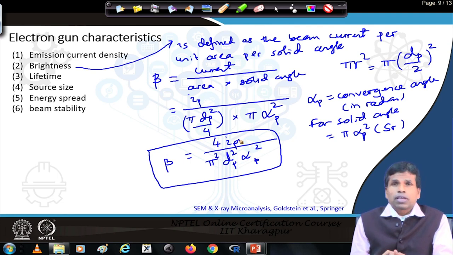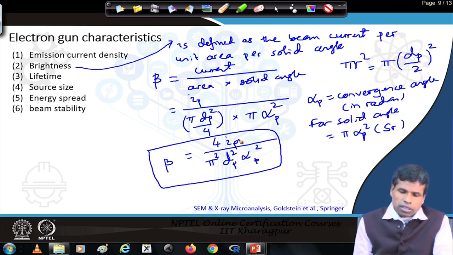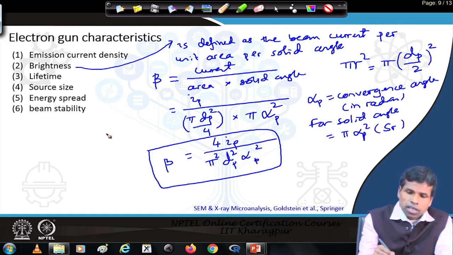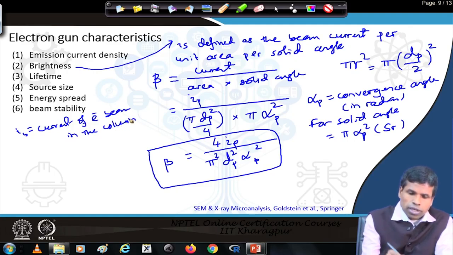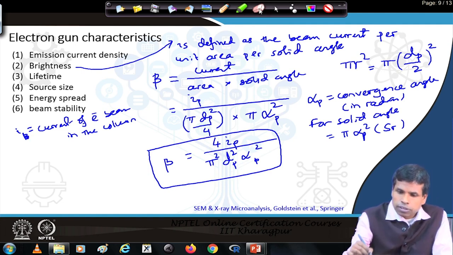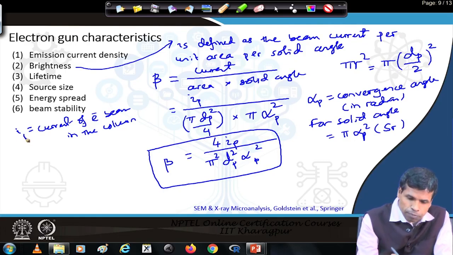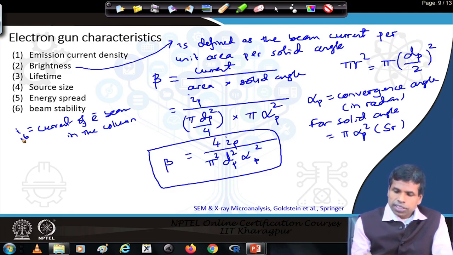Now, as the electron beam passes through the different types of lenses, when electrons come through the column, we call it the beam current. At the cathode, we say cathodic current. When the electron beam is coming down the column, it is a beam current, with the terminology IB, the current of the electron beam in the column. Then when it falls on the specimen, we say it is the probe current, IP.